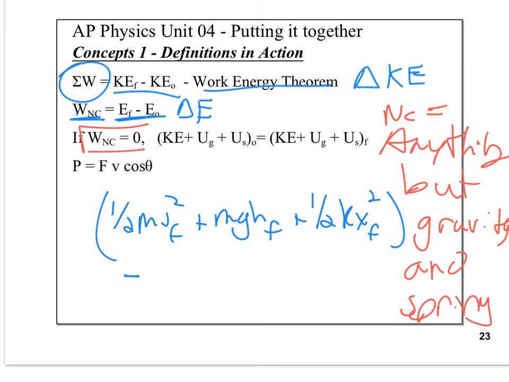So if those things other than gravity and spring are zero, that means we only have gravity or springs, and then we set those two equal to each other: our final total energy is equal to our initial total energy. And again, same thing here. If you don't have any change in speed, both of these will cancel out. If you don't have any change in height, both of those will cancel out. And if you don't have a spring, don't use spring.